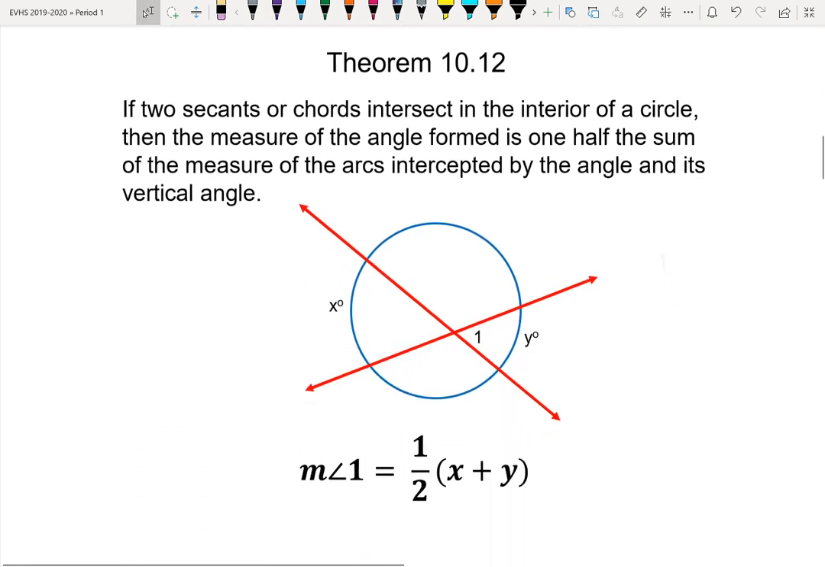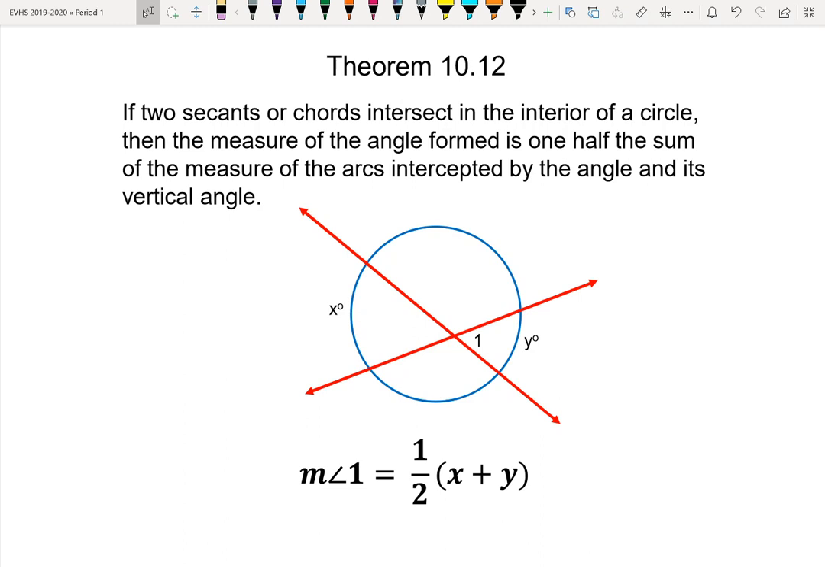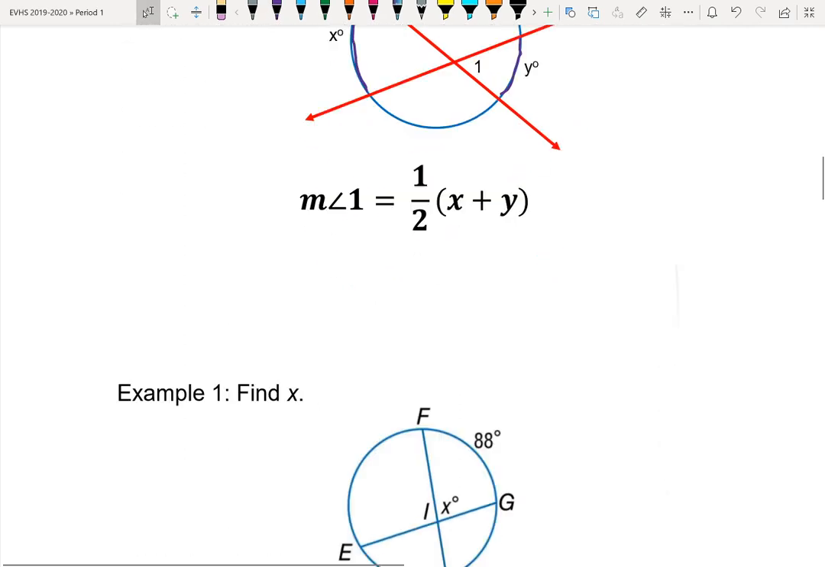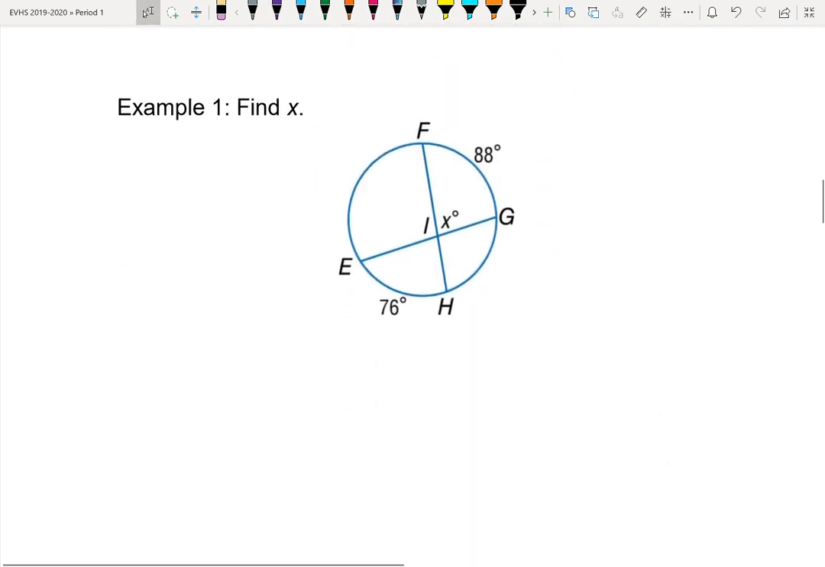So here we go. You can read all that if you really want to. I'll give you a second to do that, or you can always pause the video. But here is the long and short of it. Whenever two secants intersect inside the circle, angle 1 is equal to the average of arc X and arc Y. So just add arc X and arc Y together and then divide by 2, and you've got the measure of angle 1.